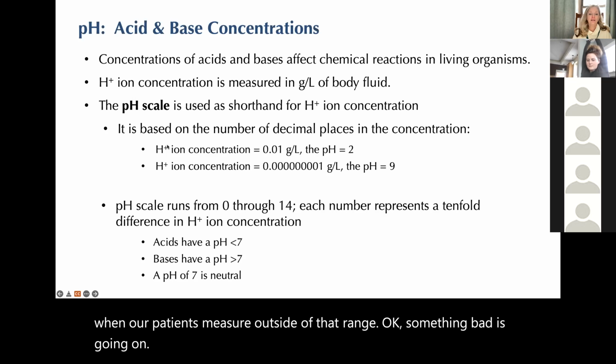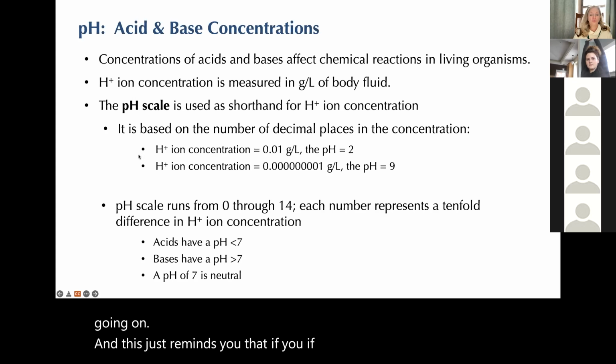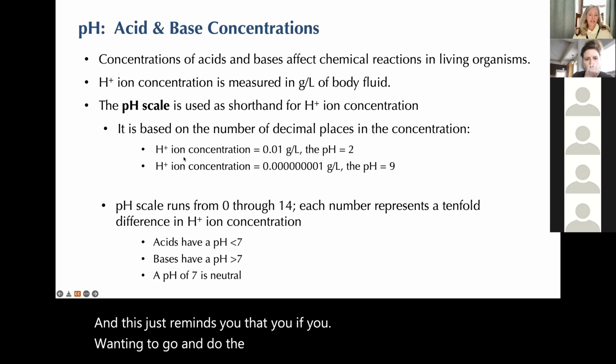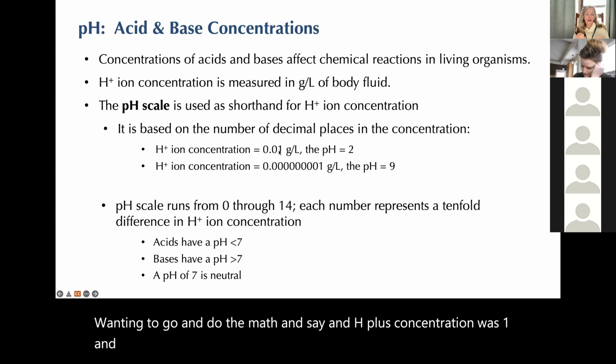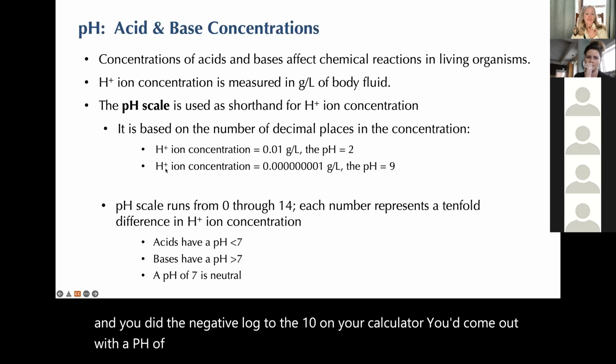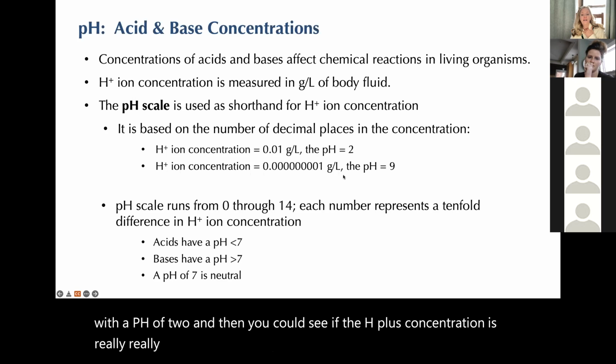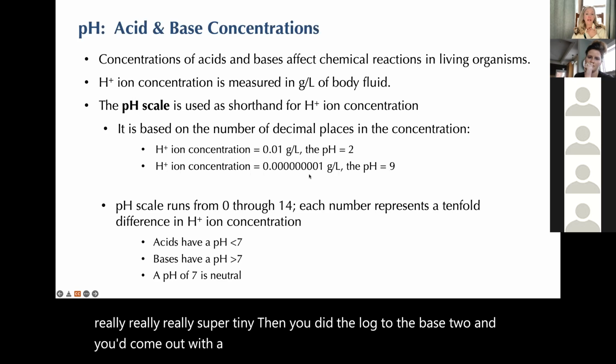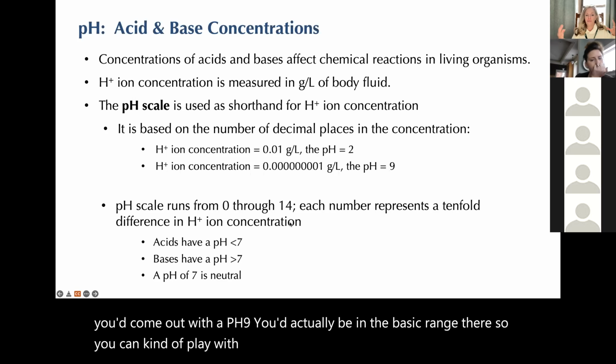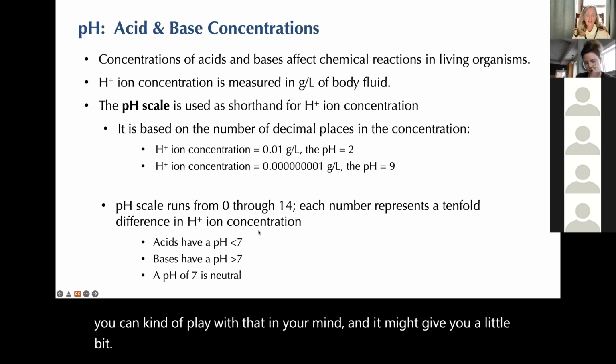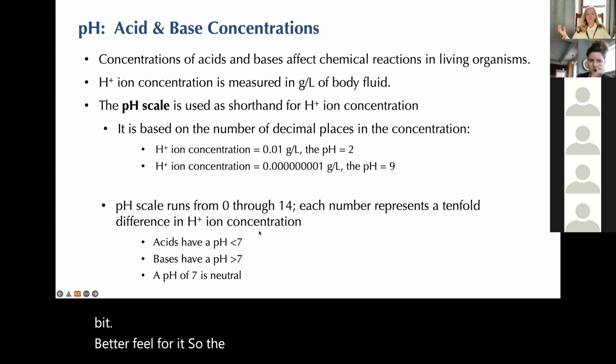And this just reminds you that if you wanted to do the math, say an H plus concentration was 0.01 and you did the negative log base 10 on your calculator, you'd come out with a pH of 2. And if the H plus concentration is really, really super tiny, you'd come out with a pH of 9. You'd actually be in the basic range there. So you can play with that in your mind and it might give you a better feel for it. So the pH scale runs 0 through 14.